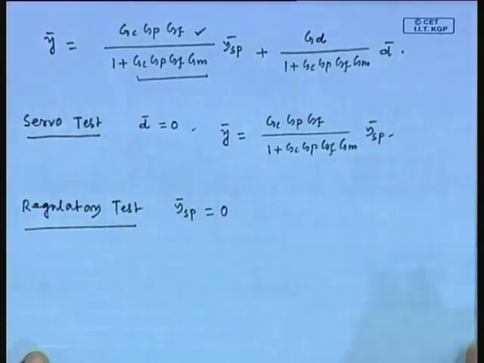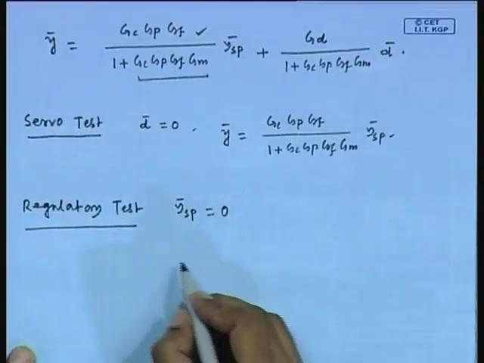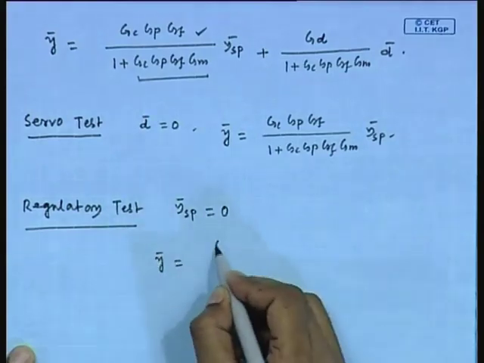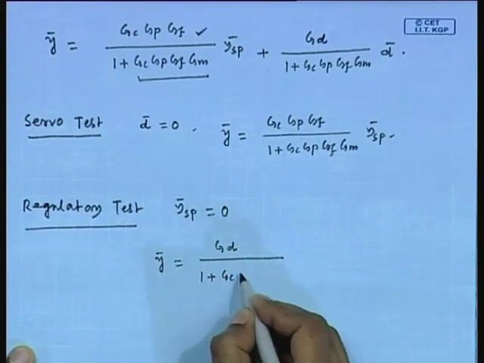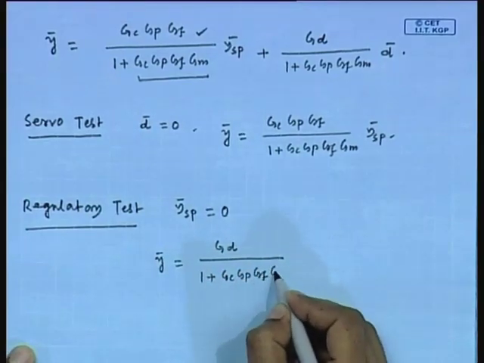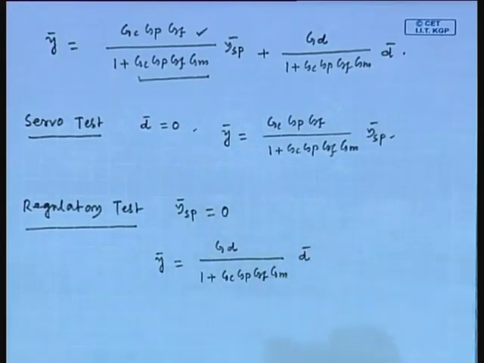Regulatory test is conducted by considering no change in set point. That means y set point bar equals 0. Accordingly, the closed loop transfer function becomes y bar equals z d divided by 1 plus g c, g p, g f, g m, d bar. So, this is the closed loop transfer function for the case of regulatory problem.